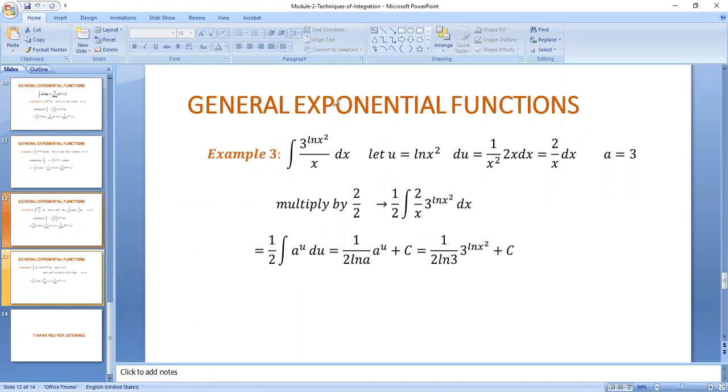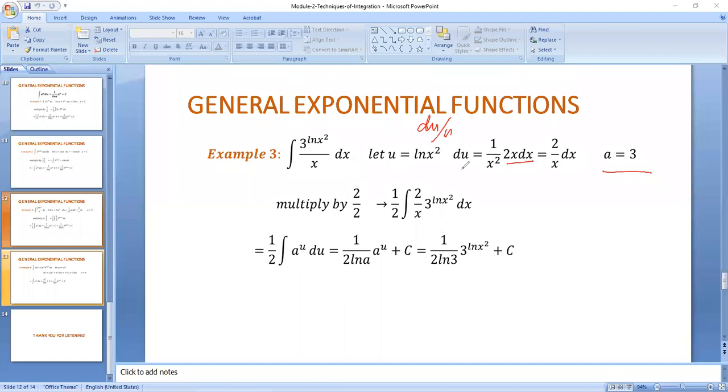In this particular example, this base is 3 and it's raised to ln of x squared. It follows that this has to be really a raised to u. Your a is 3, as you could see here, and your u is the exponent of the 3, which is ln of x squared. What's the derivative of ln? It's du over u. So what's the u of this ln? That's x squared. So it's 2x dx.